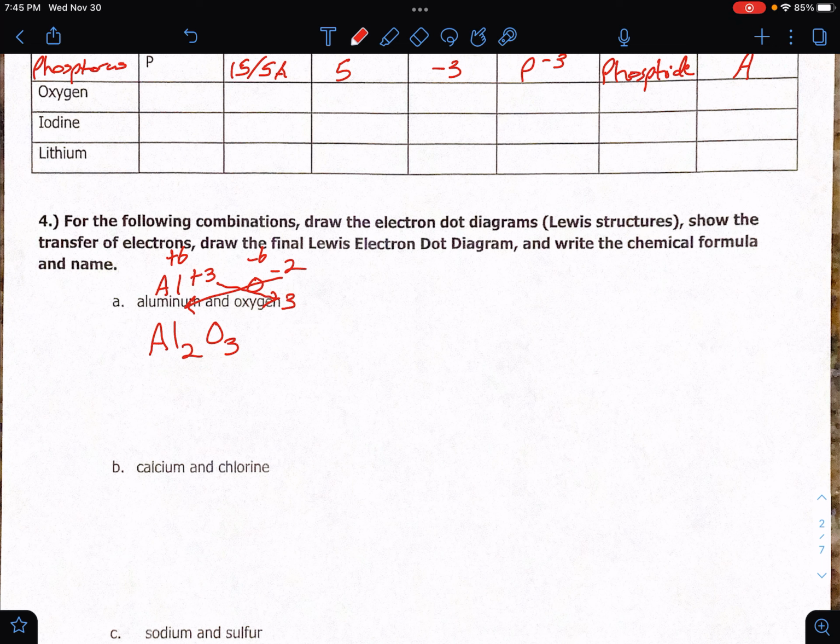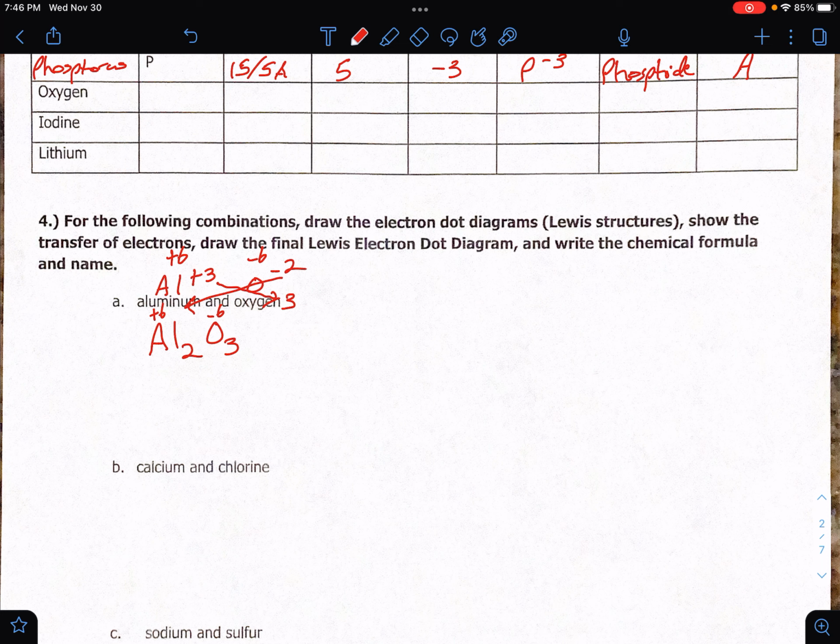So when you do that crisscross method, you're getting them to the same number. That means this aluminum has a +6, this oxygen has a -6. In order to write a compound, it does have to be balanced like this. You have to cancel out to 0. If it does not cancel out to 0, that means you did something wrong.